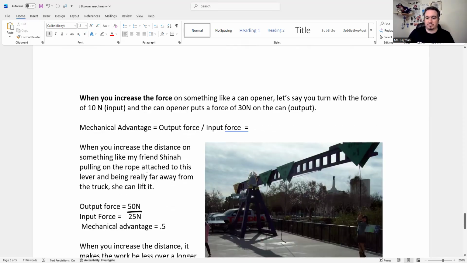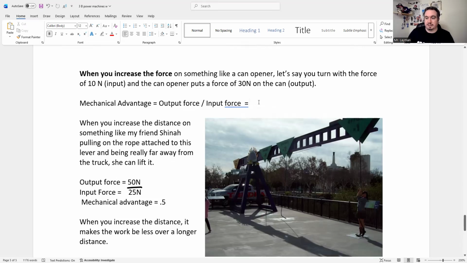Mechanical advantage is the output force divided by the input force. Great. In this case, I should put the output force first, which is 30 newtons, divided by 10 newtons. So my mechanical advantage here is 3. Mechanical advantage is 3. Cool.